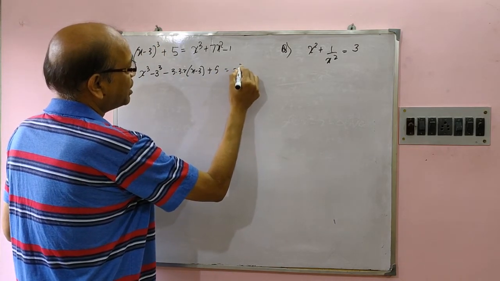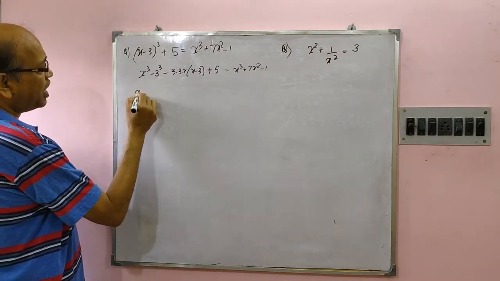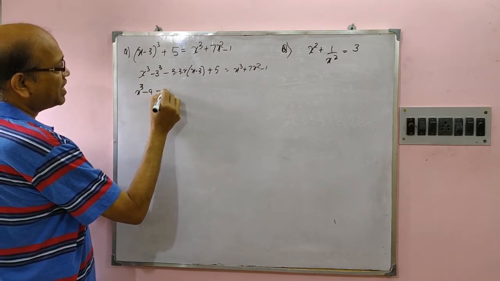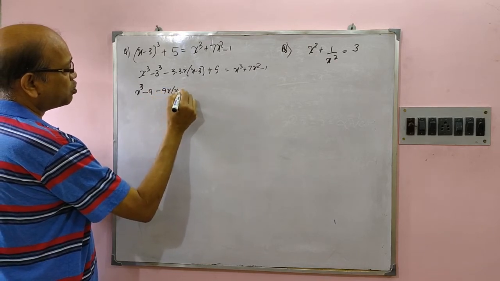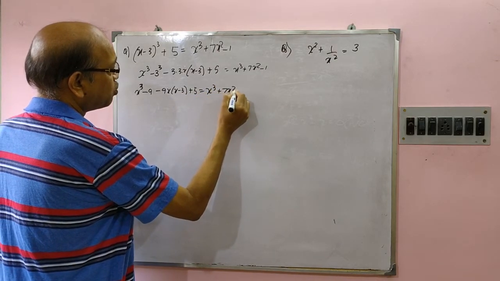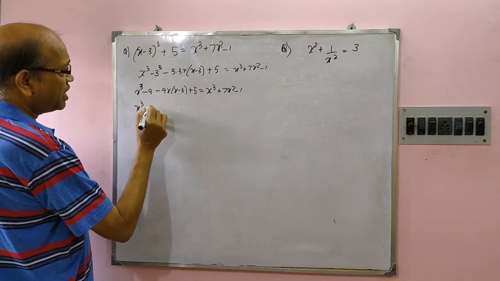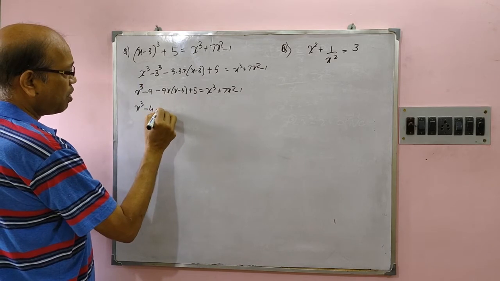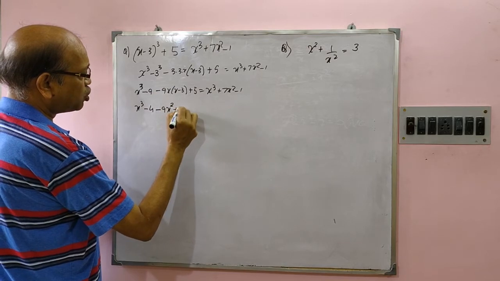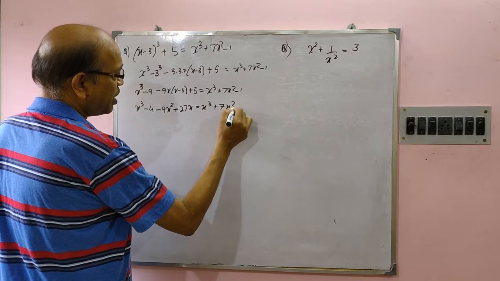Your right hand side is x cube plus 7x square minus 1. Now you open up this, what you get here? x cube minus 9, minus 9x into x minus 3, plus 5 is equal to x cube plus 7x square minus 1. Then I get here x cube minus 9 plus 5 is minus 4, minus 9x square plus 27x is equal to x cube plus 7x square minus 1.